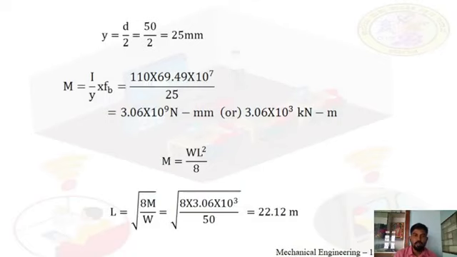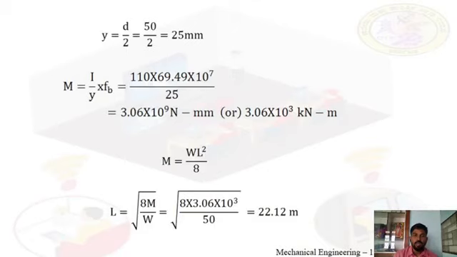Now M is equal to I by Y into FB. I is given, FB is known, and Y is known. Calculate the M. So M we get 3.06 into 10 power 3 kilonewton meter. So whatever we are getting before, that is in Newton mm, because all the values we substituted in mm. So convert that into kilonewton meter, because whatever the span we are getting, that is in meter. So the condition is simply supported beam with UDL.